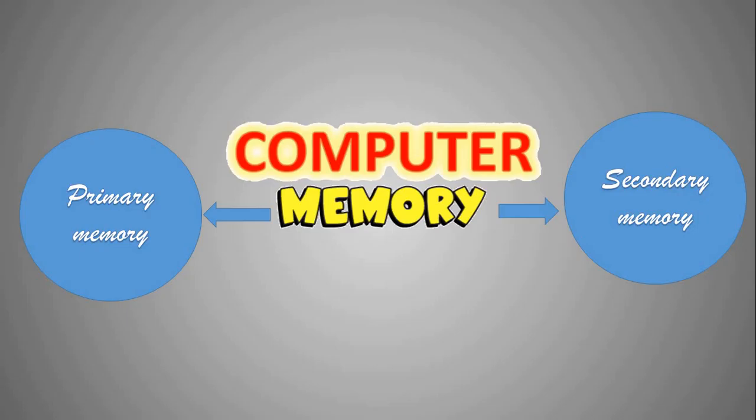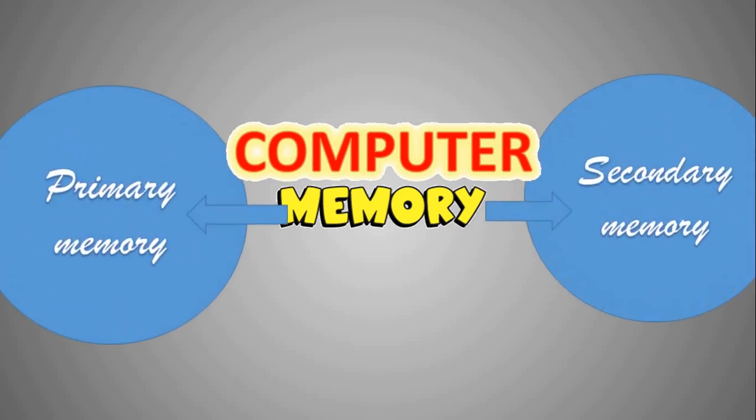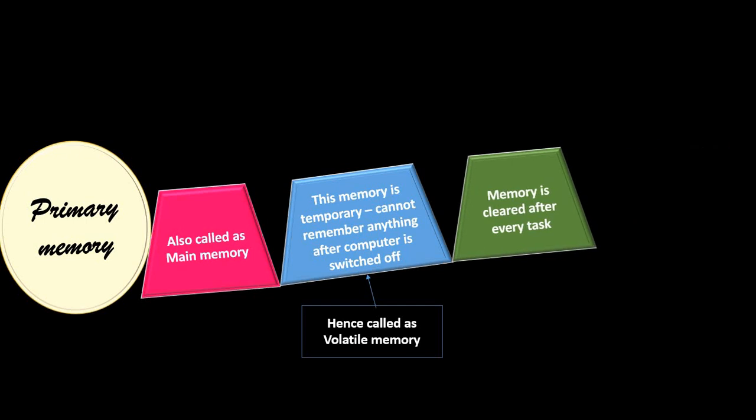Computer memory is classified as primary memory and secondary memory. Let's learn the primary memory. The primary memory is also called the main memory. Primary memory cannot remember anything once the computer is switched off. That is, primary memory is a temporary memory. Therefore, we can call it a volatile memory. After every task is performed, the memory is cleared so that this memory can be made available to the next task.